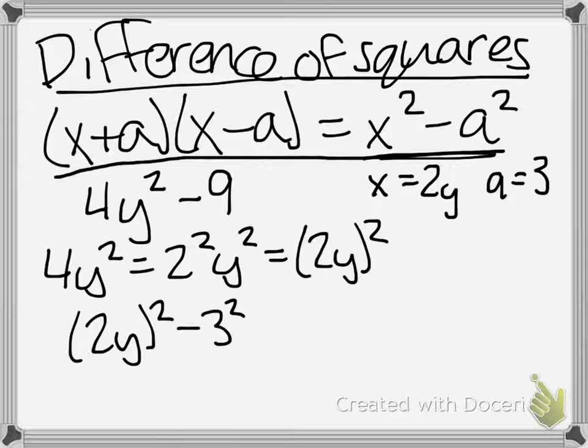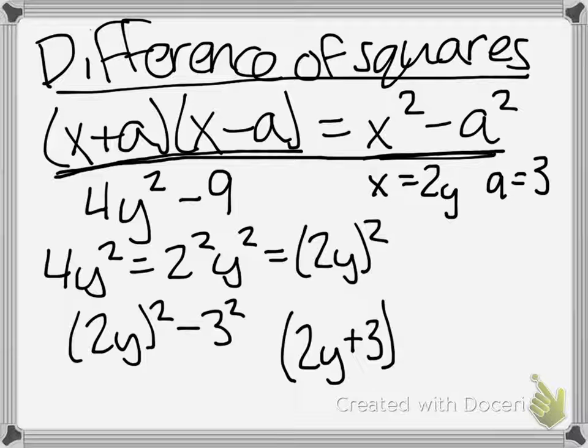That means I don't have to use any of my factoring techniques from my last section, though I can. I can jump straight to the end. I know that that means I have x, which is 2y, plus a, which is 3, times x, which is 2y, minus a, which is 3.